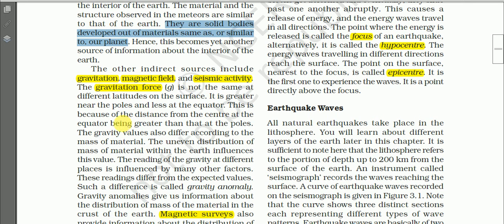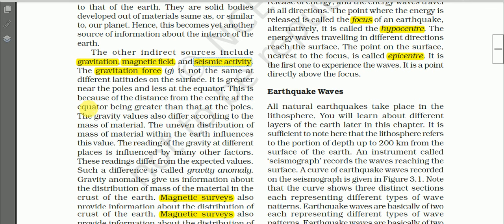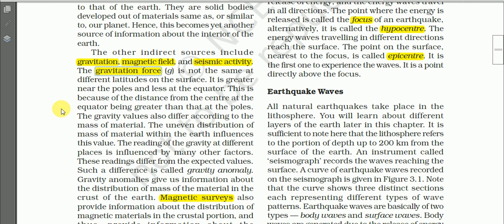Then let us proceed. These other indirect sources include gravitation, that is gravity of the earth, then magnetic field, then seismic activity, that is earthquakes. So these are the three other indirect sources of information about the earth interior. The first one is gravitation.